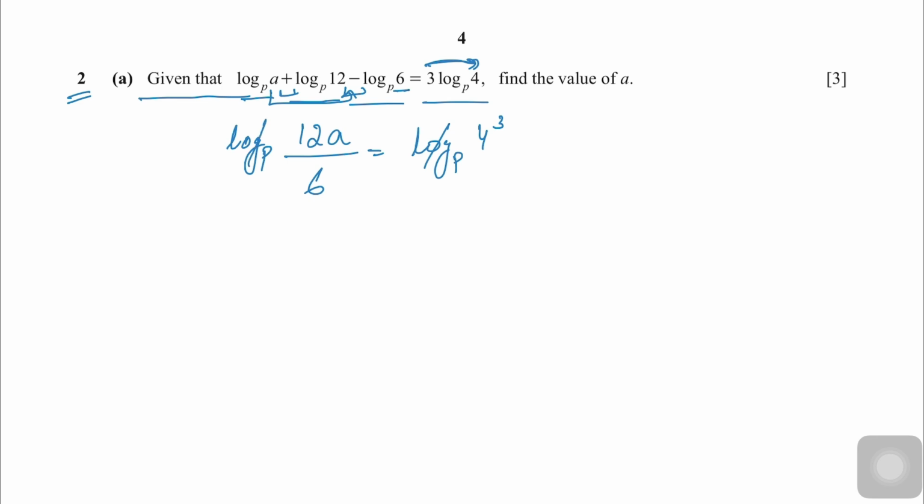This log p and log p would be cancelled out. This would be 2a. 4 power 3 is 64. This would be 2a equals 64, and our a would be 32. So this is our final answer.